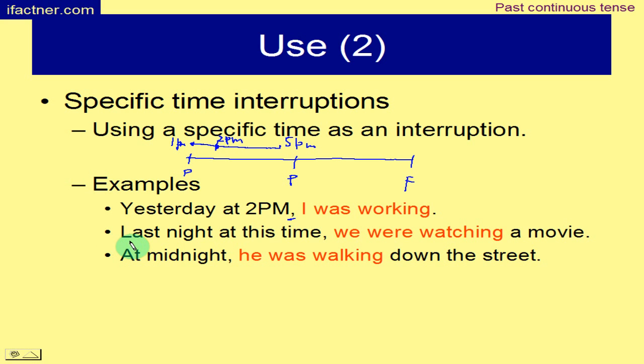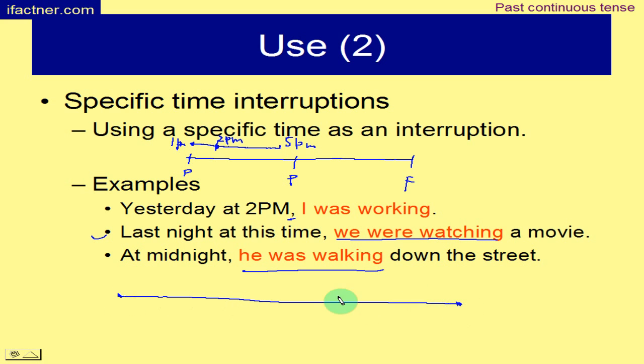Similarly, we use a specific time as an interruption in this second example. Last night at this time, we were watching a movie. At midnight, he was walking down the street. He started walking at, let's say, in the evening, and he was still walking till the midnight or till the morning. So we are telling our audience that at midnight he was walking down the street.